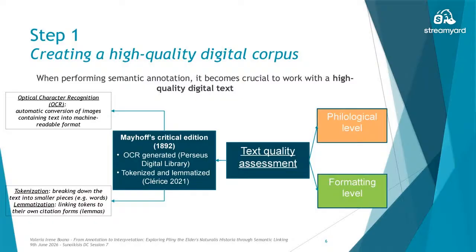So sometimes we have inconsistent capitalization, or we have the wrong vowels, for instance, or the wrong letters. I started specifically from a version of the text which had already been tokenized and lemmatized by Clarice. So tokenization means that the long string of text was already broken down into smaller pieces that we could roughly define as words. And lemmatized means that each token, so each word, was linked to its own citation format, so to its lemma.